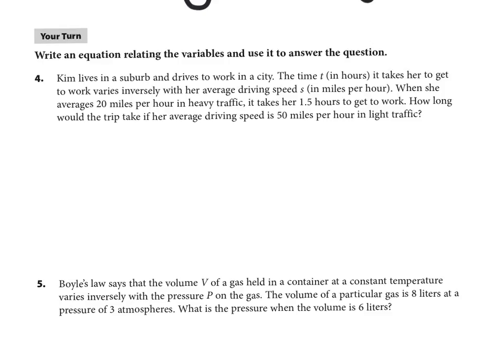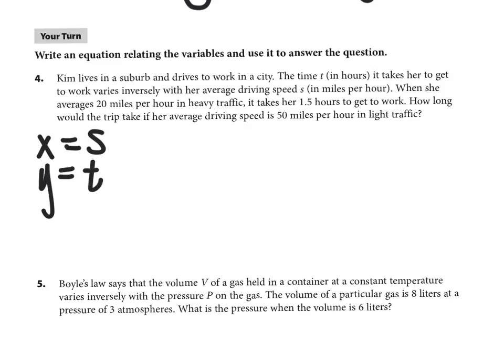Kim lives in a suburb and drives to work in a city. The time t it takes her to get to work varies inversely with her average driving speed s. So we've just learned two things. We've learned what x and y are, just for the purpose of identifying things. So it tells us that time varies inversely, which is y varies inversely, so t is y, with her average driving speed s, which is going to be x in this problem.